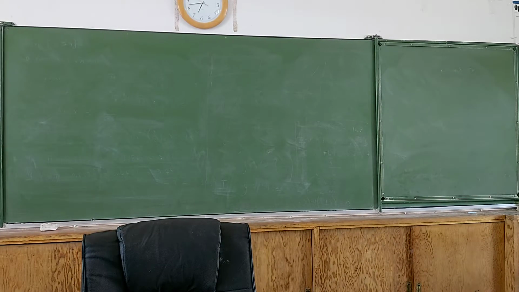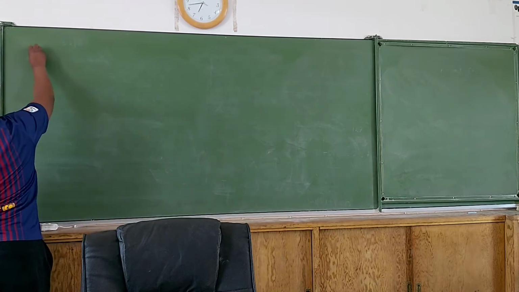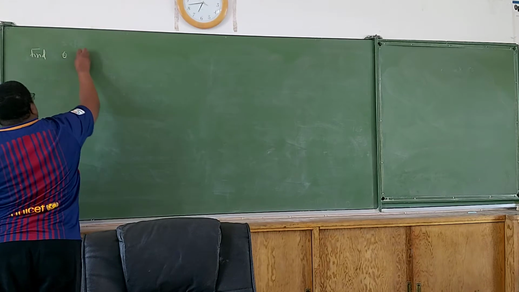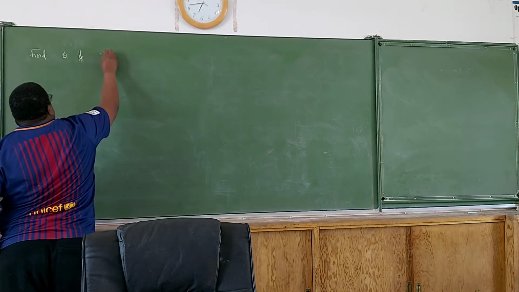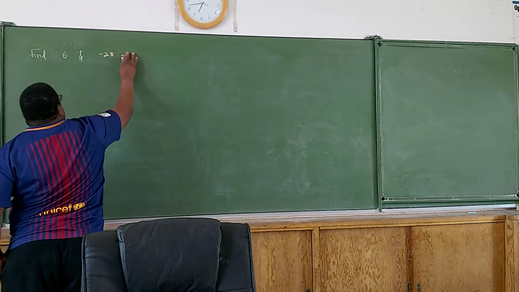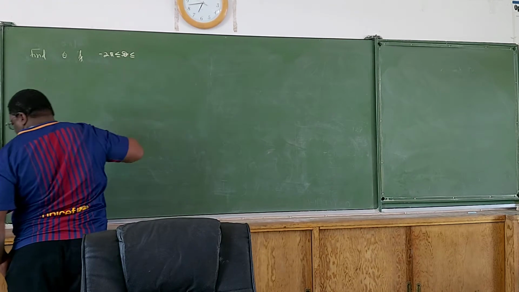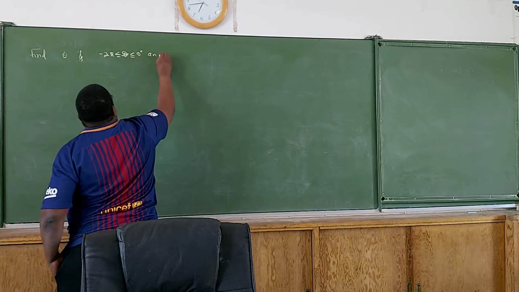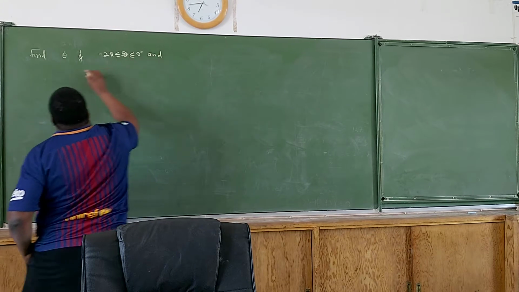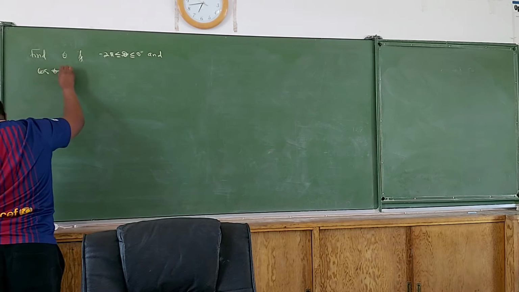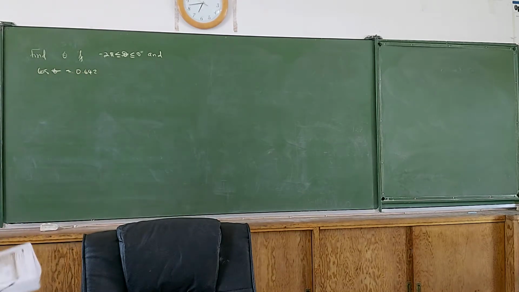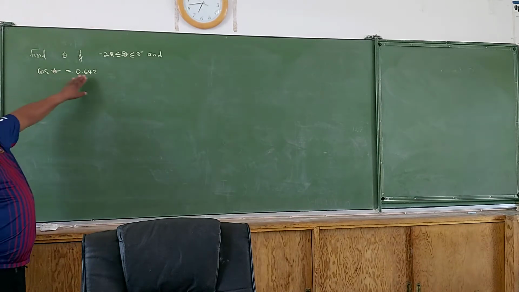So let us look at a few questions. I'm going to do two. Find theta if cos theta is 0.642. Right, so first of all, in which quadrant is cosine positive?